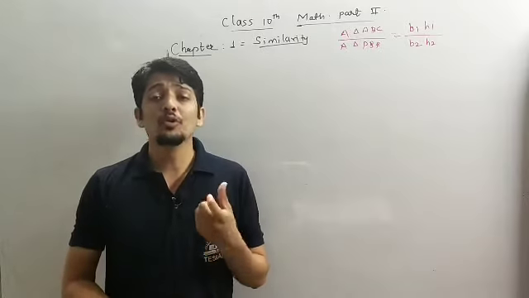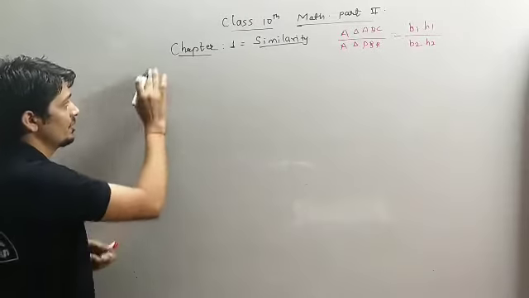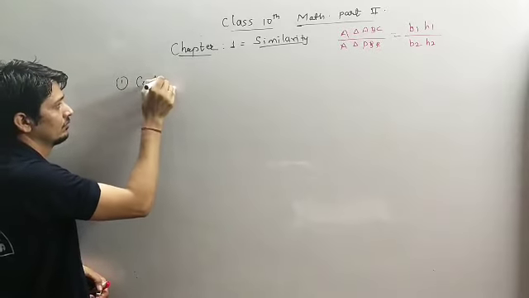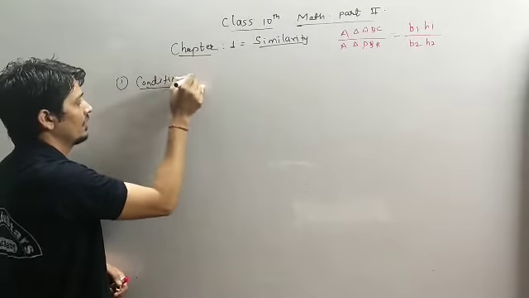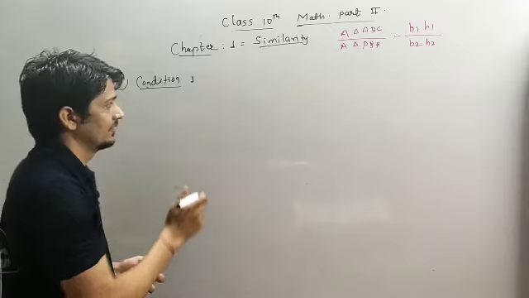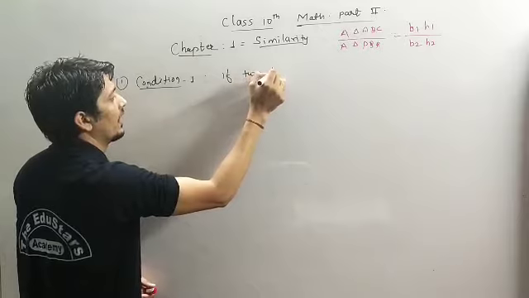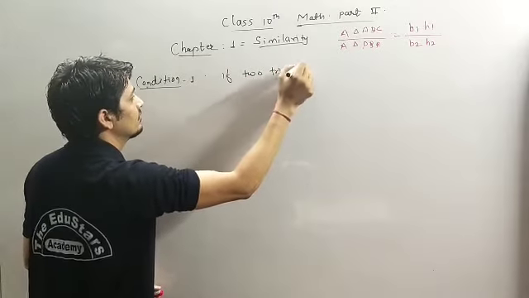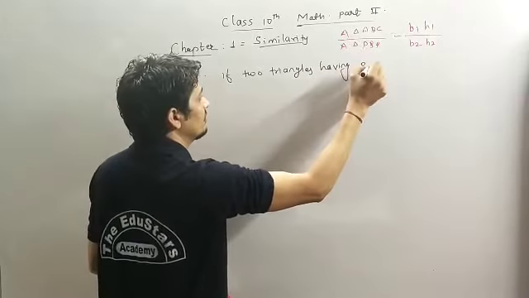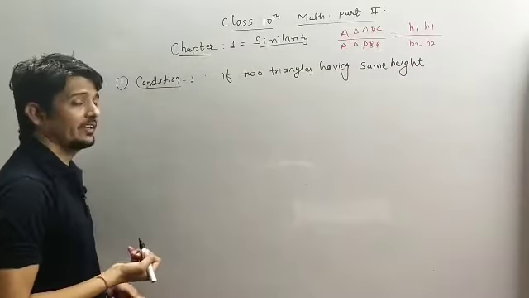Now we have to look at the conditions. Condition number 1 says: if two triangles have the same height, two triangles having the same side.